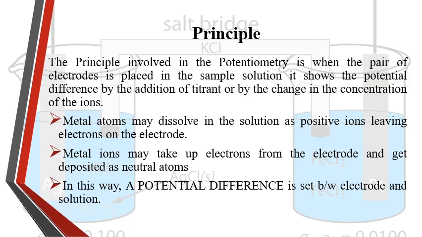Now, potentiometry is based on potential measurement of electrochemical cells without, as I said, any appreciable current, using an electrode to measure the voltage from chemical reactions. These are the few principles.